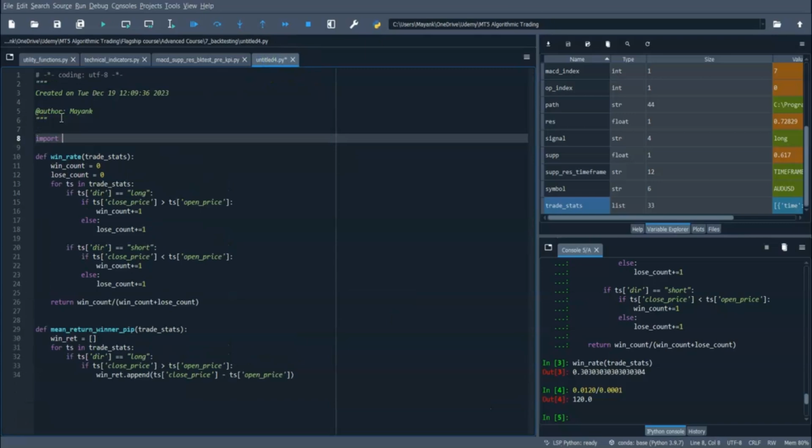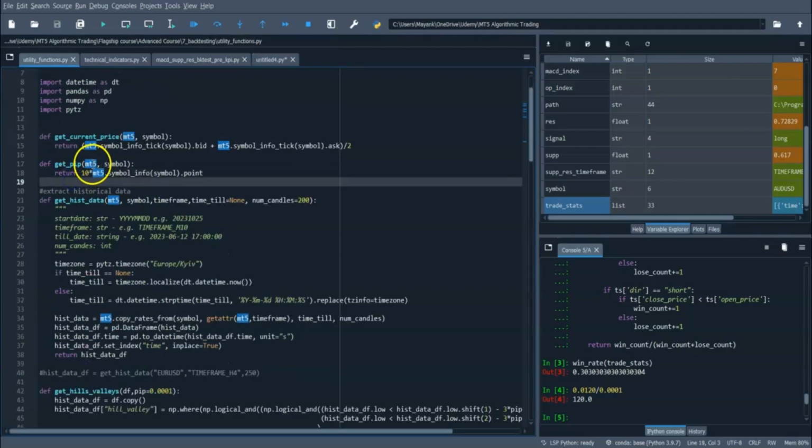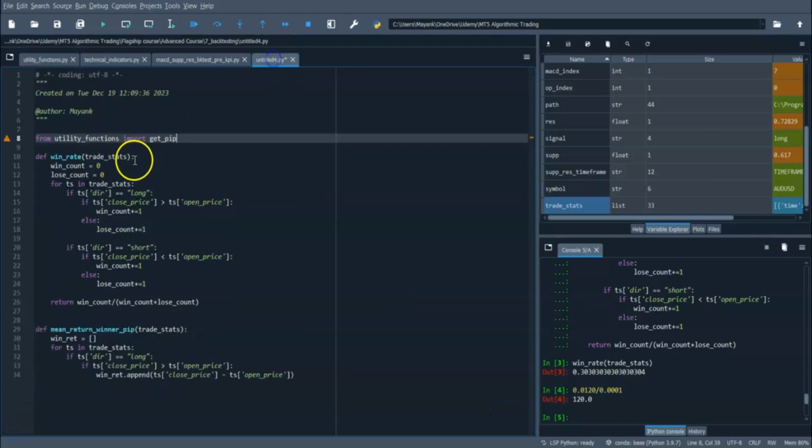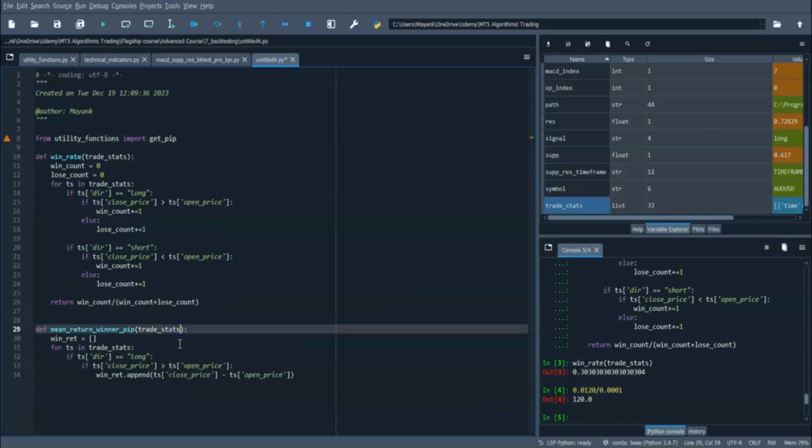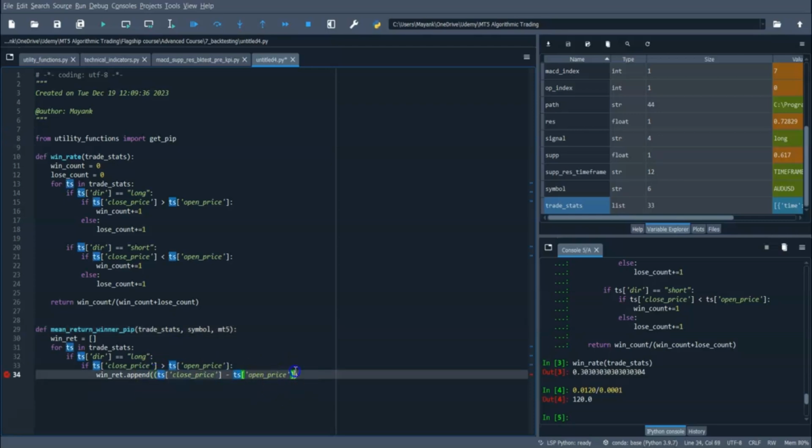So import getPip from utility functions. We also have to pass the MT5 object and the symbol. So within this function, let us also pass symbol and MT5. Here, I'll simply wrap this whole thing in a bracket and divide it by getPip(MT5, symbol). And since we are already passing symbol and MT5 to this mother function, we should be fine running this.